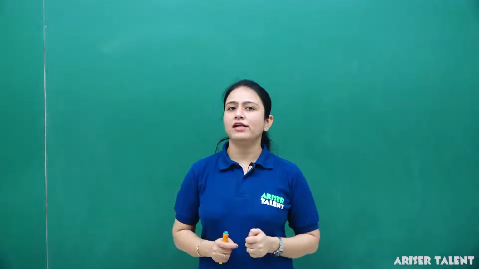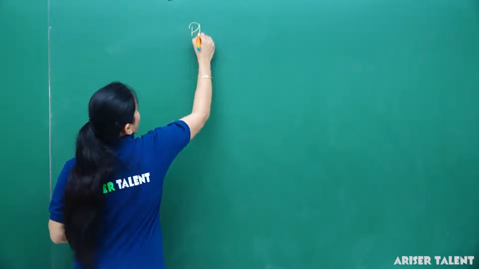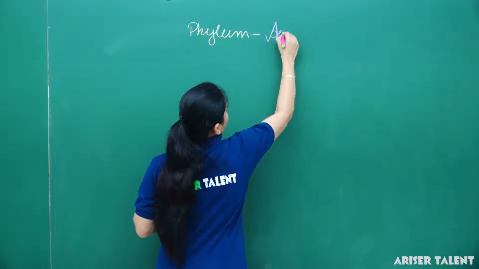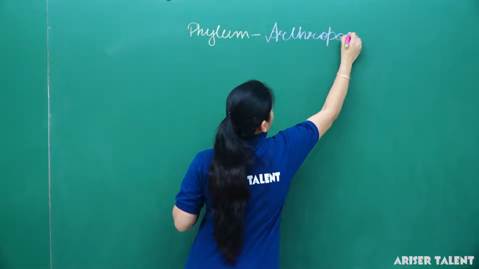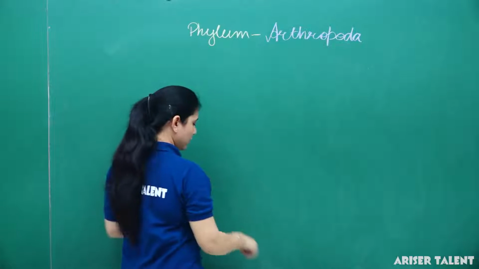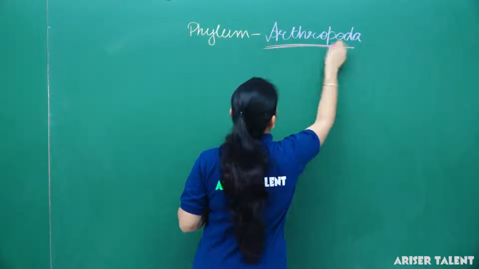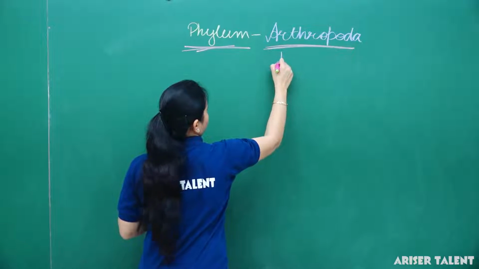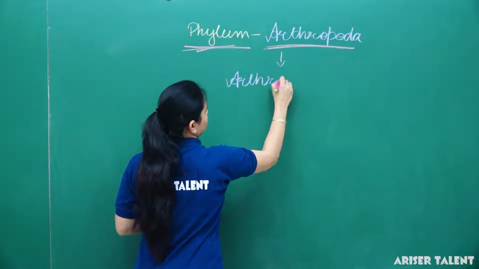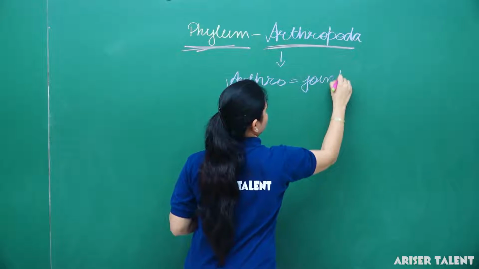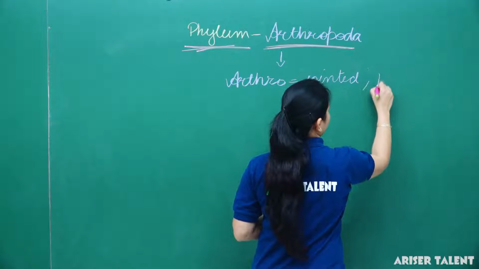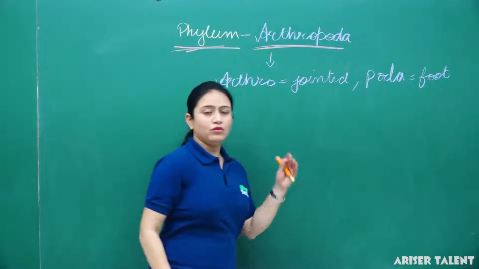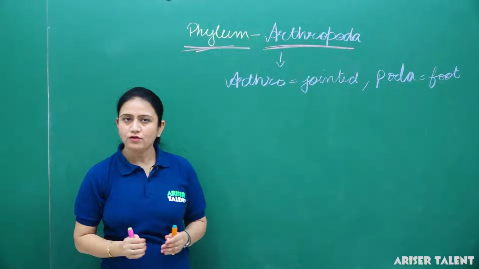Now we will study about the phylum Arthropoda. In this phylum Arthropoda, arthro means jointed and poda means foot. Clear? So, we will study about the animals which have jointed feet.